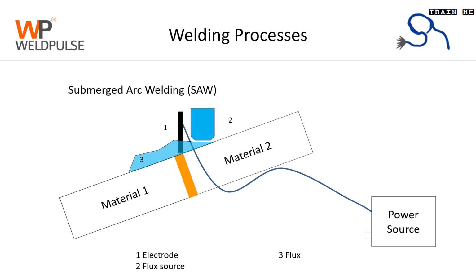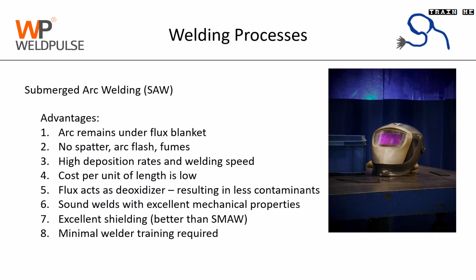It is also to be noted that this process is hard to use in the fields or for smaller scale jobs. Its use is mainly within the workshops and when larger welding works need to be done. The biggest advantage of this process is the flux blanket which virtually results in no spatter, arc flash and fumes. This process results in high deposition rates and welding speed. Cost per unit of length is low as compared to other processes.